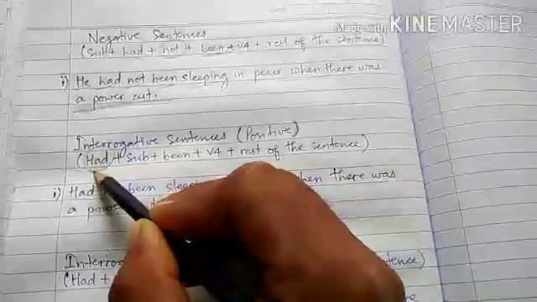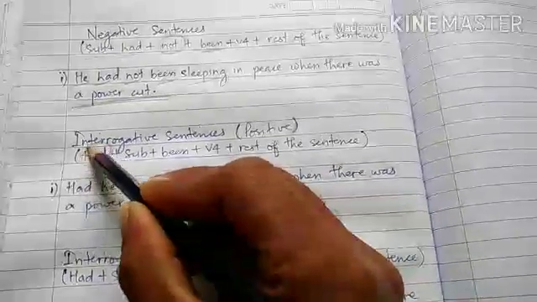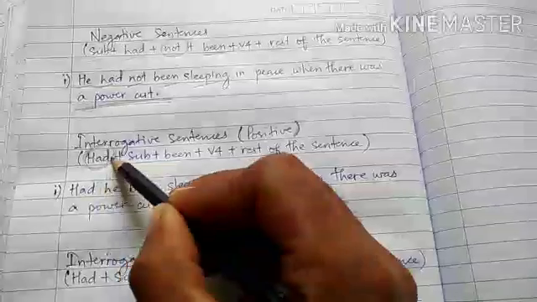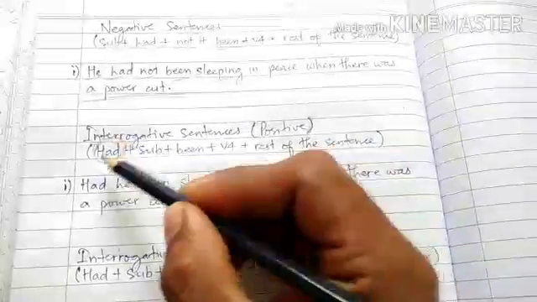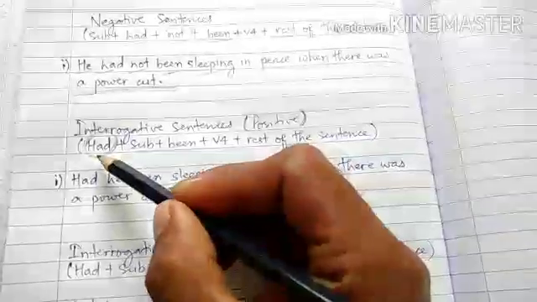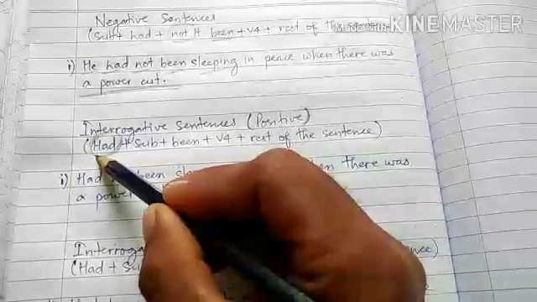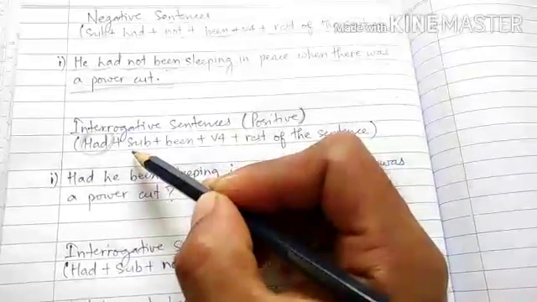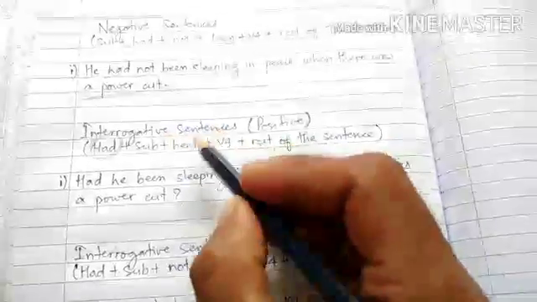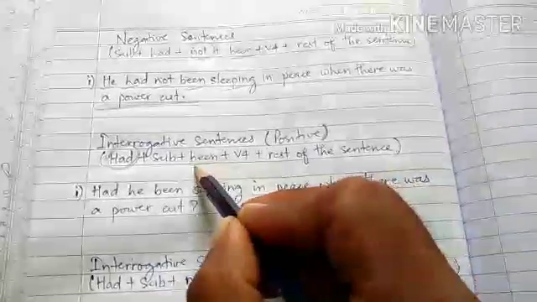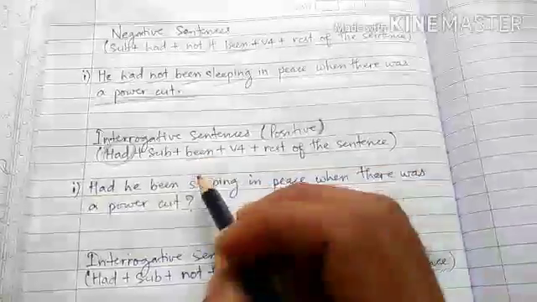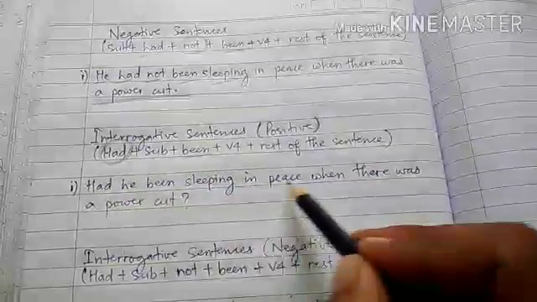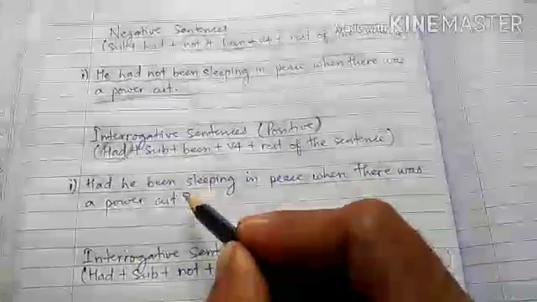Okay, so when we frame interrogative sentences or question sentences by using helping verbs, helping verbs are used at the beginning of the sentences. So here also we use had at the beginning of the sentences and subject comes in between the helping verb and the main verb. Okay, but here we have to use been before the main verb also, and subject comes between the had and been. Okay, like, had he been sleeping in peace when there was a power cut?